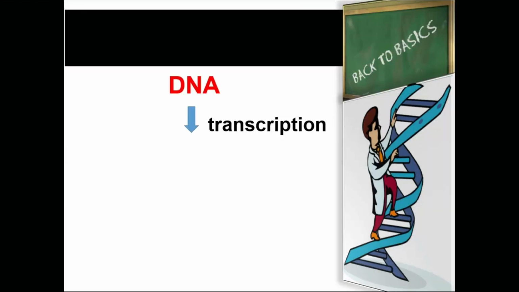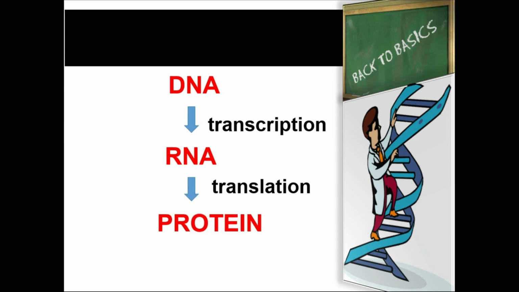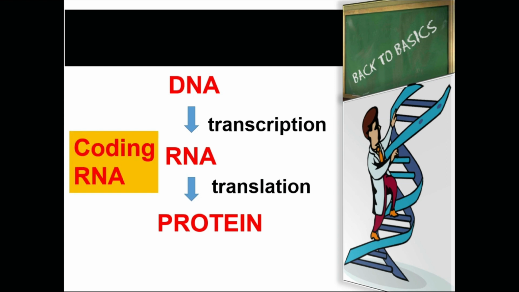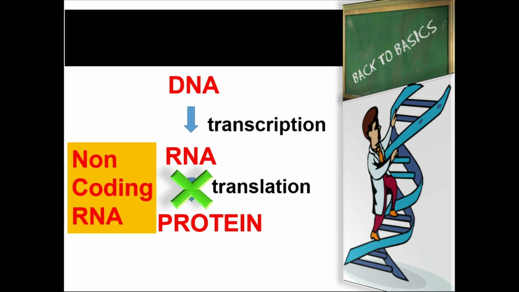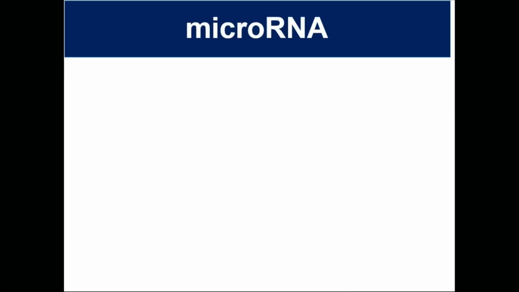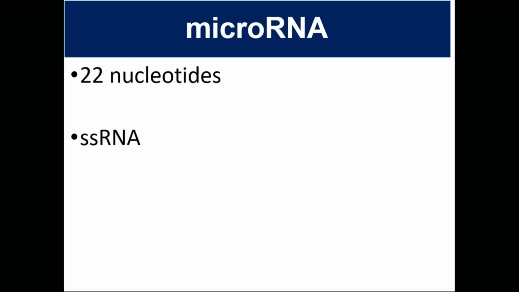DNA by transcription forms RNA, and RNA by translation forms a protein. So see over here, the RNA which is coding for a protein is known as a coding RNA, right? But if an RNA does not code for a protein, it is a non-coding RNA. And that is what microRNA is. MicroRNA is a non-coding RNA. Micro because it is roughly 22 nucleotides, and it is a single-stranded RNA.